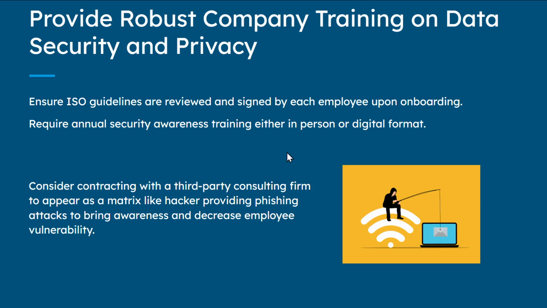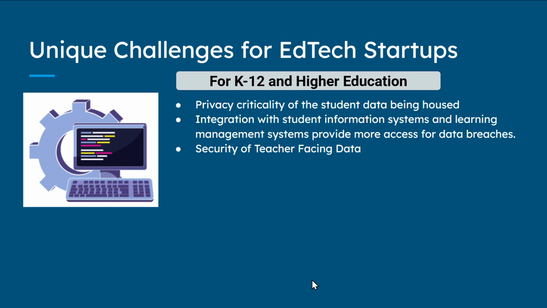Also consider contracting with a third-party consulting firm to appear as a matrix-like hacker that can provide phishing attacks to bring awareness and to decrease employee vulnerability across the company. And while that may be hard or challenging on a small startup scale, it would be valuable because it is usually individual vulnerabilities, personal individual errors, where hackers are able to access.